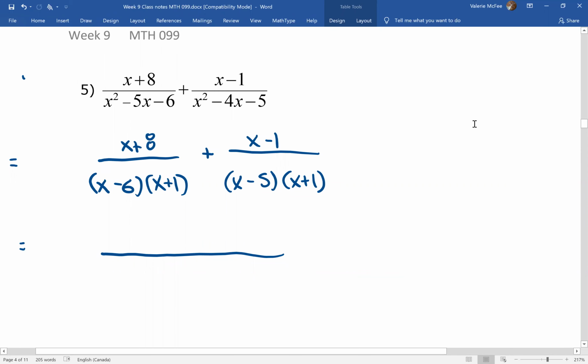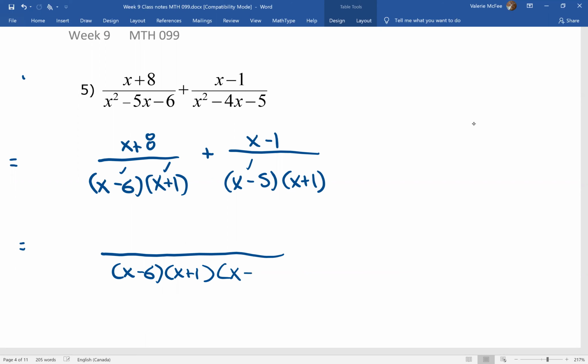So we've factored the denominators. We need to find the lowest common multiple. I need x minus 6, x plus 1, x minus 5, and we already have x plus 1. Now we need to find what's missing. If I look at these, I see that I'm missing x minus 5.